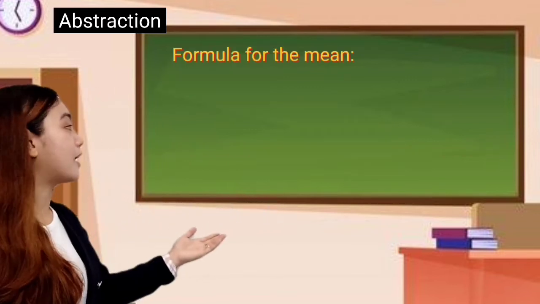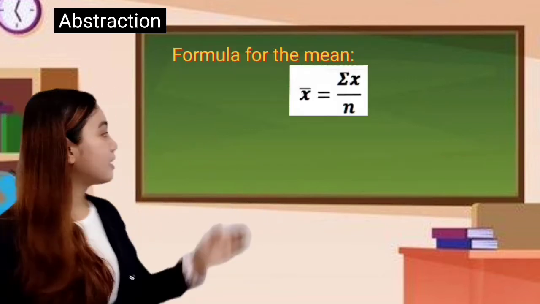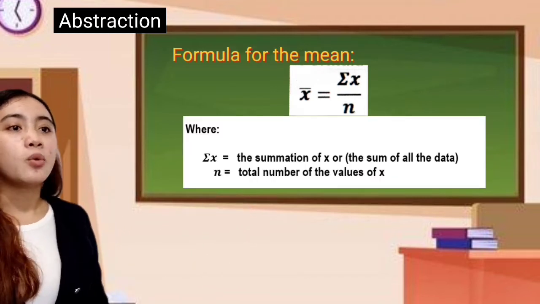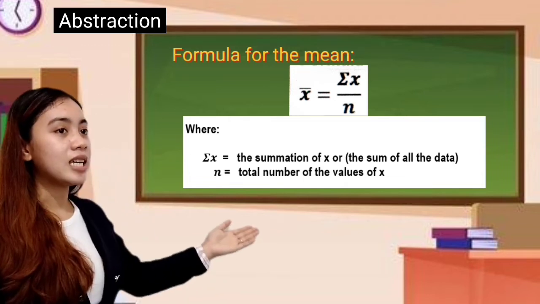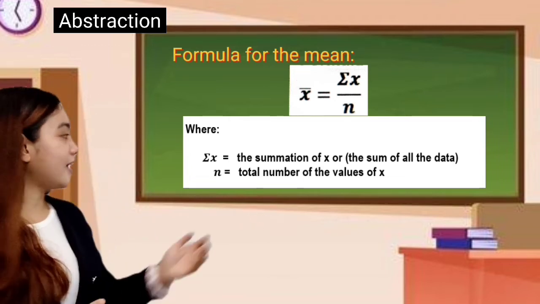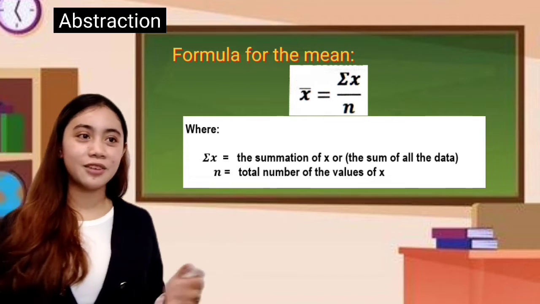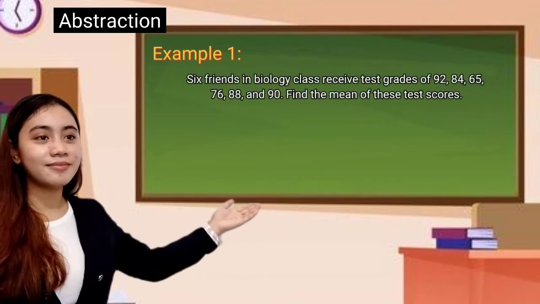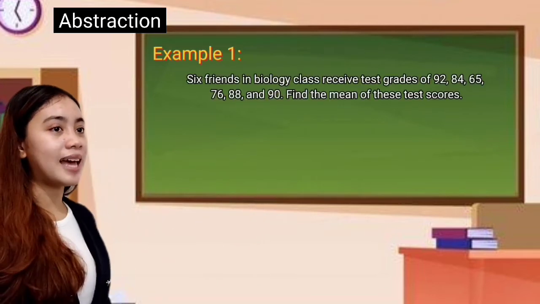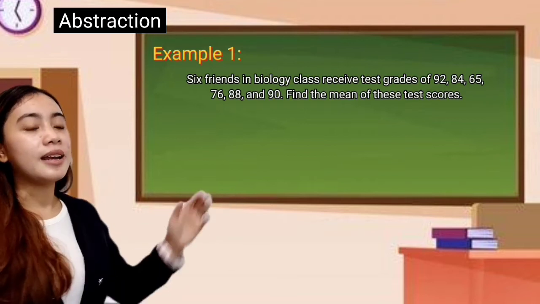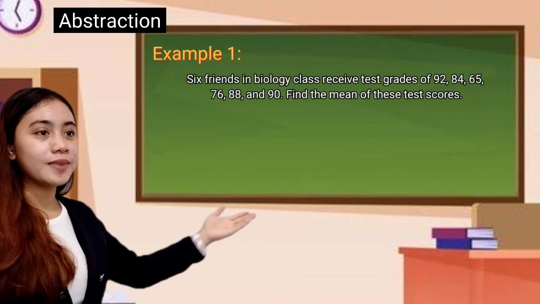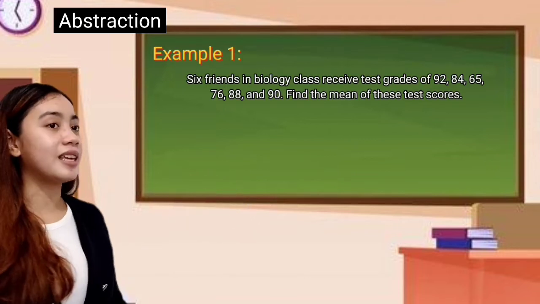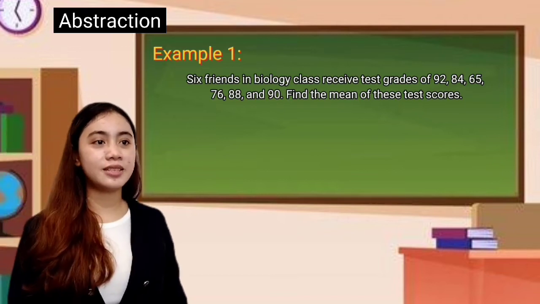So this is the formula for getting the mean: x bar is equal to the summation of x divided by n, where the summation of x is the sum of all data and n is the total number of the values of x. So we have here an example. Everybody please read. 6 friends in a biology class receive test grades of 92, 84, 65, 76, 88, and 90. Let's find the mean of these test scores.